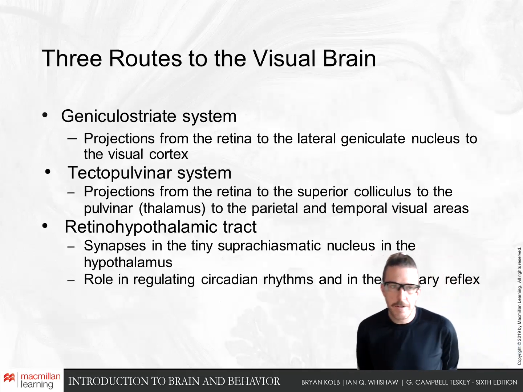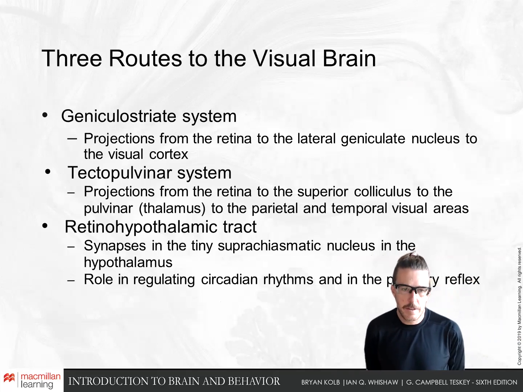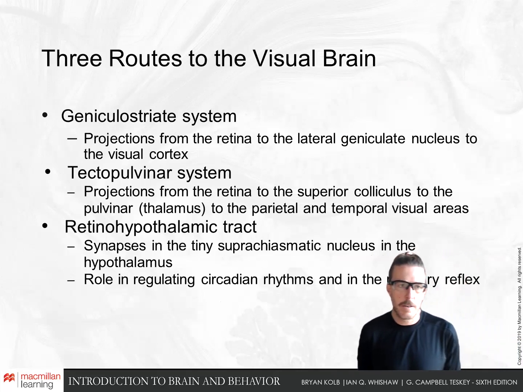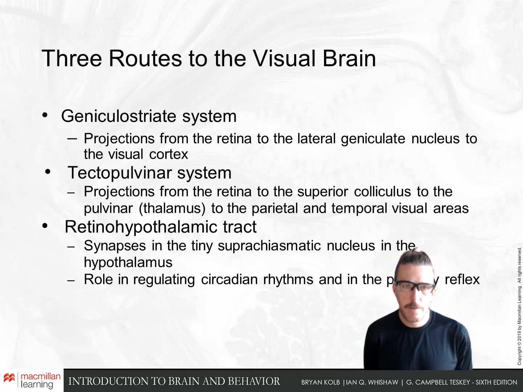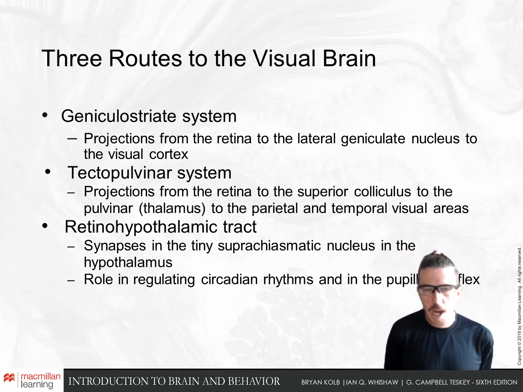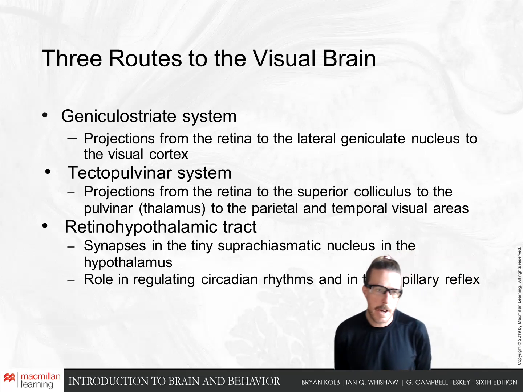There are 3 visual pathways in our brains as human mammals, and we'll talk mostly in this course and in future courses about human neuroscience about the geniculostriate pathway, which is what we just saw in the previous slide, the retina to the LGN to the visual cortex. However, you should know there are 2 other pathways.